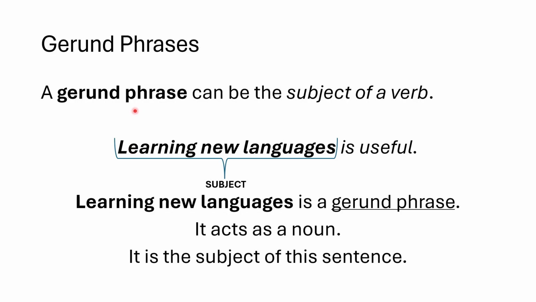A gerund phrase can be the subject of a verb. For example, learning new languages is useful. Learning new languages is a gerund phrase. It acts as a noun. It is the subject of this sentence.